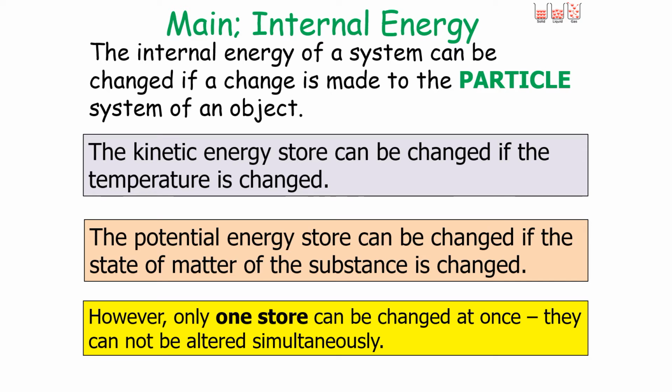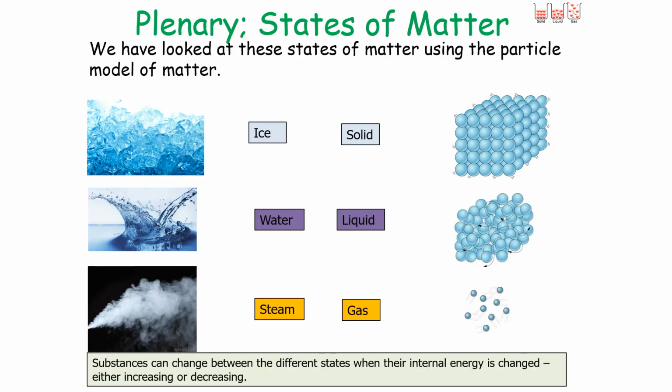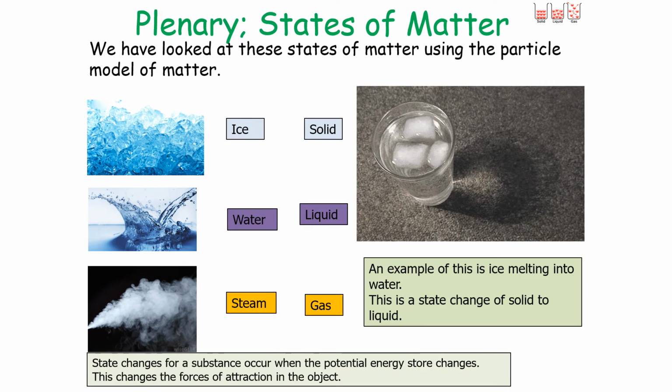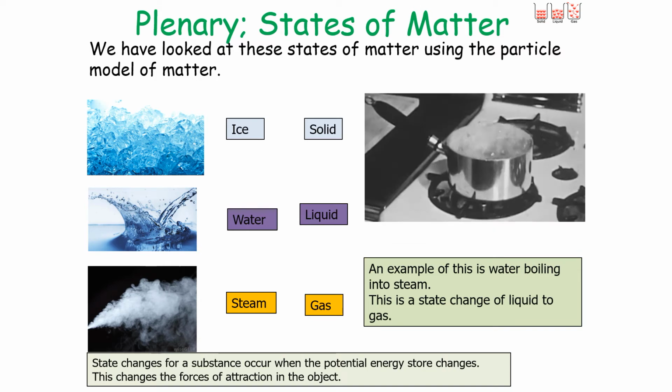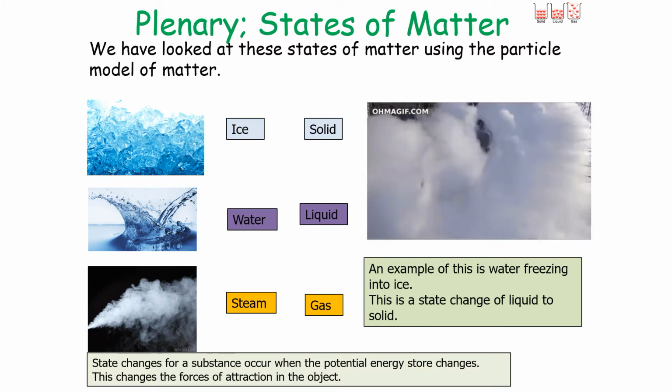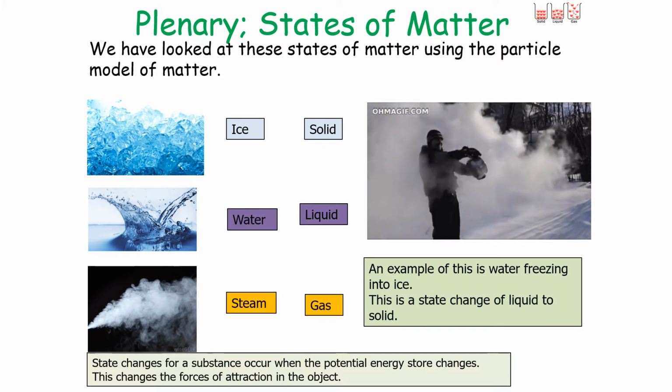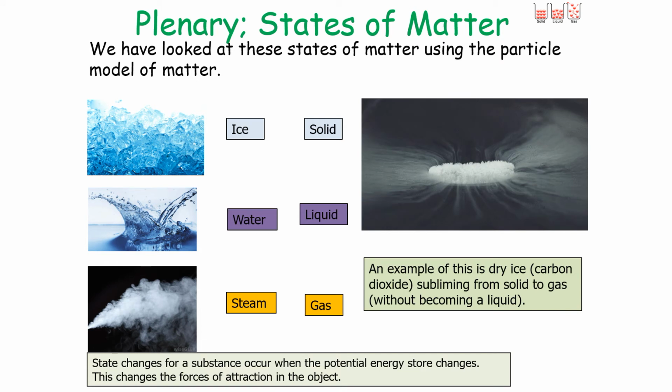Now when we've looked at the states of matter using the particle model of matter, we can consider the fact that substances can change between different states when their internal energy is changed, either increasing it or decreasing it. An example of this is ice melting into water, a state change of a solid to a liquid. Another example is water boiling into steam, a state change of a liquid to a gas. It could be water freezing into ice, the state change of a liquid to a solid. Or dry ice, carbon dioxide, subliming from solid to gas without becoming a liquid.